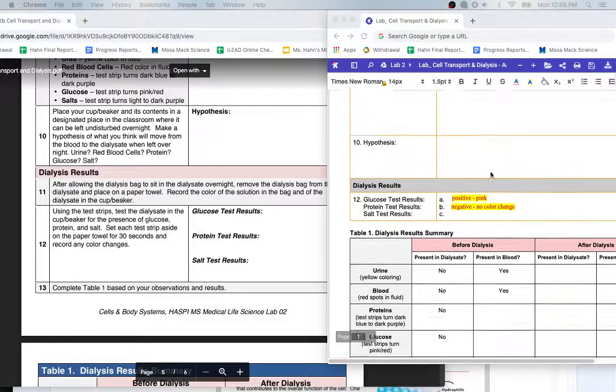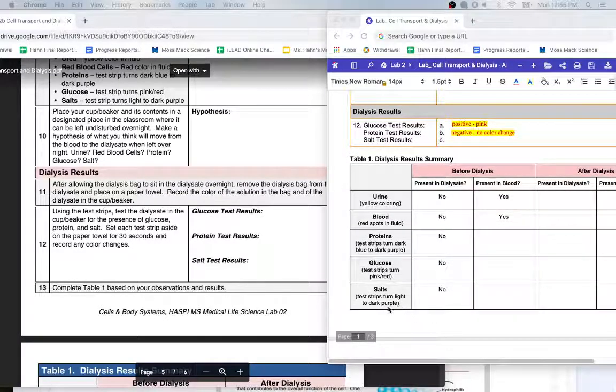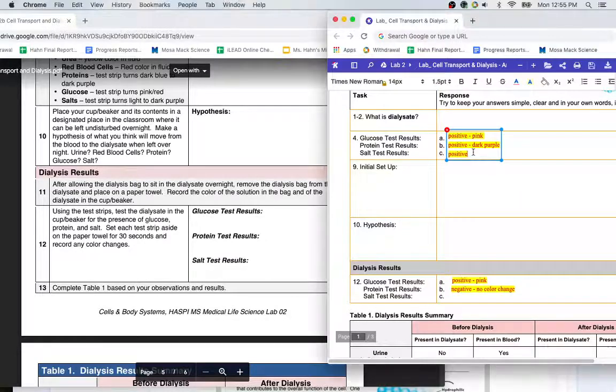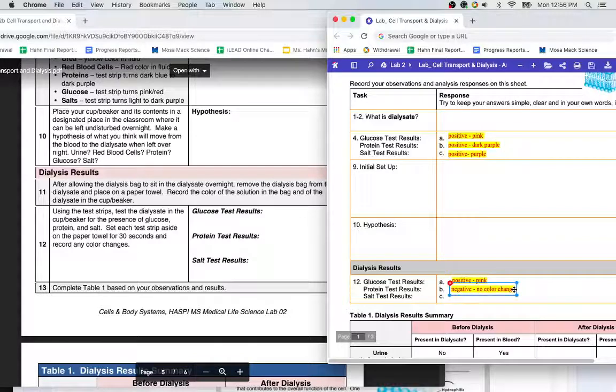So the salt yesterday, if it turns a light to dark purple, that means it is positive for salt. So in yesterday's blood sample, it did turn purple, so that's positive. And also in the dialysate today, it was positive, it turned purple. So it looks like the salt moved out of the bag and the glucose moved out of the bag, but the protein stayed in there.